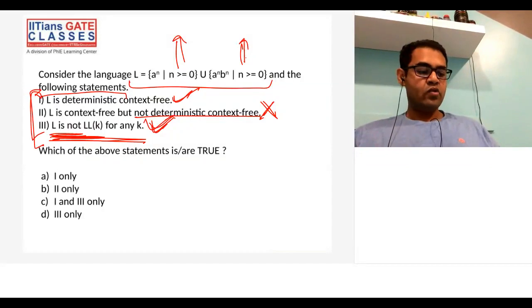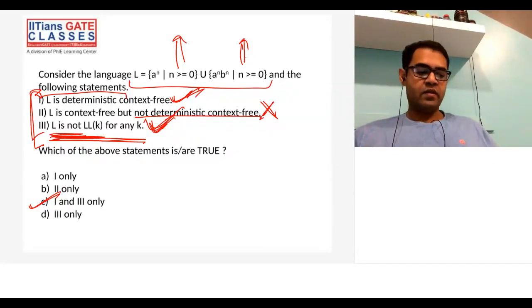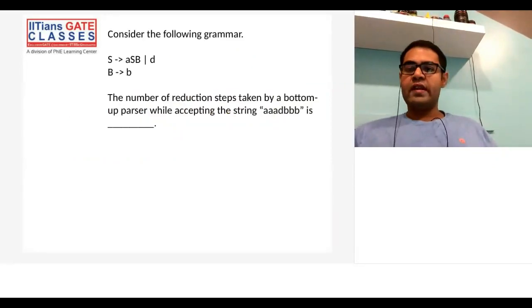So if you see, option C will be correct: second is false, first is true, and third is true. So I hope this solution is clear to everyone. Yeah, so let's see the next problem now. All right, so this is your next problem. Now pause the video and try this question yourself.